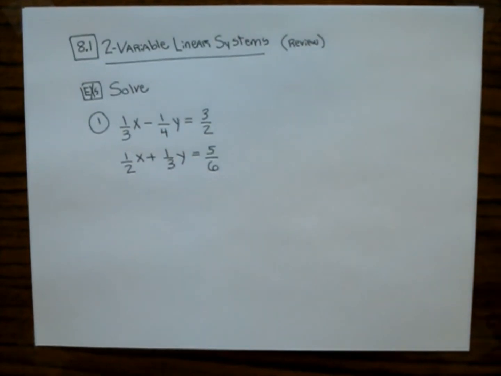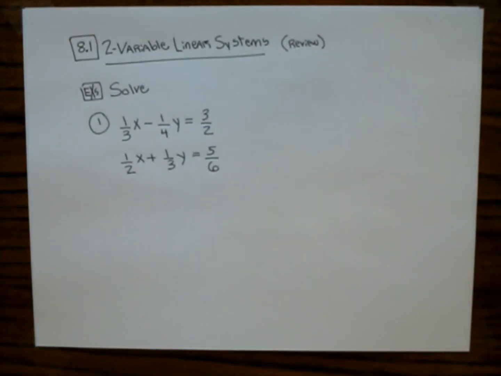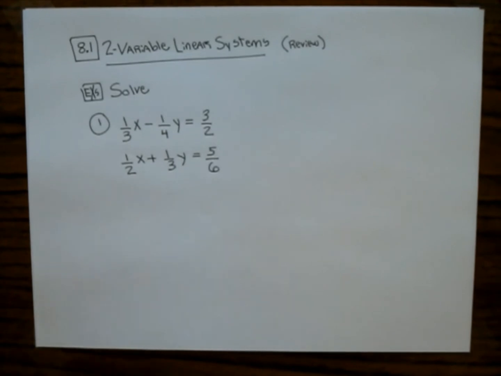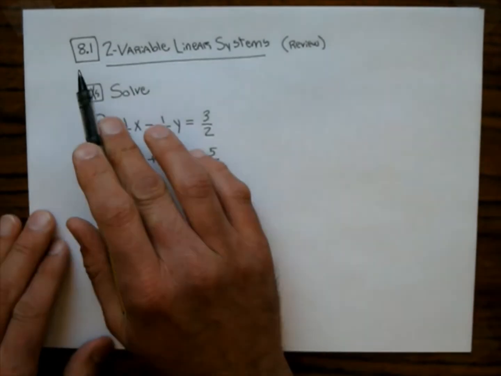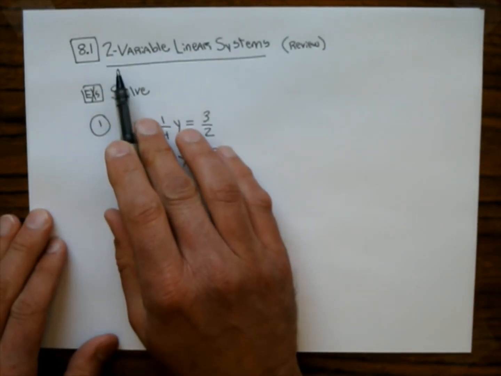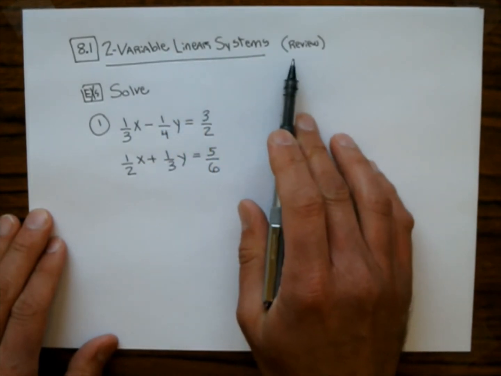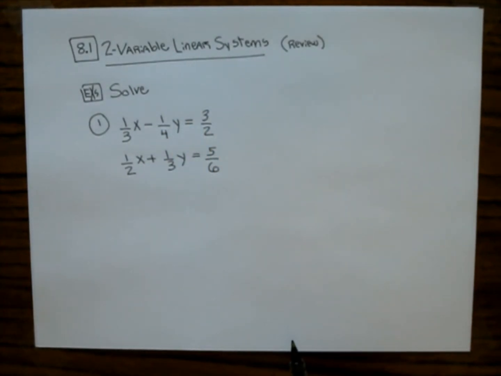Math 242, Cuesta College. I'm Joe Vasta, and we are going to cover section 8.1, two variable linear systems. Most of this is going to be a review. So let's see what we have here.